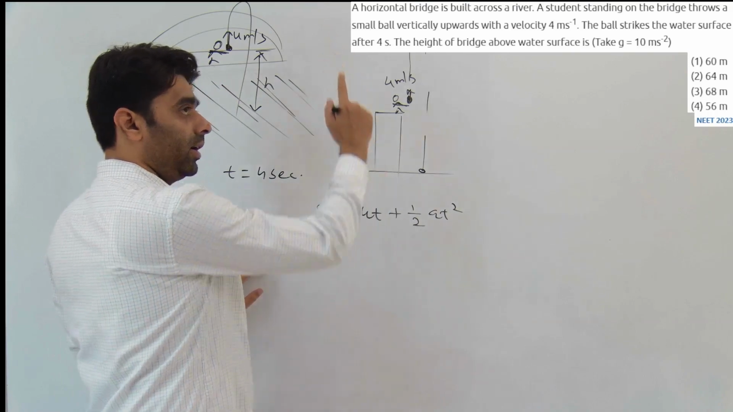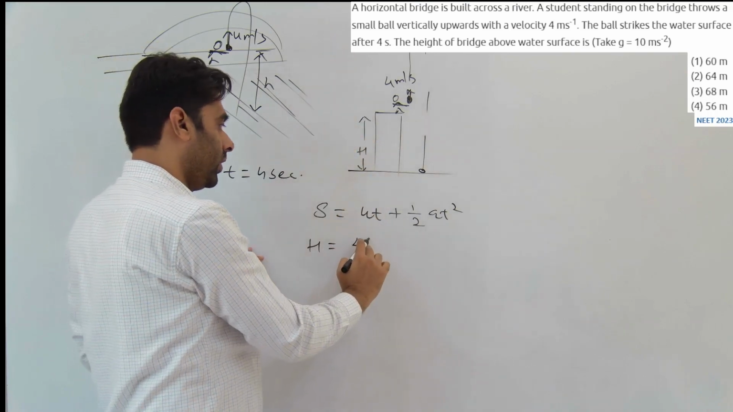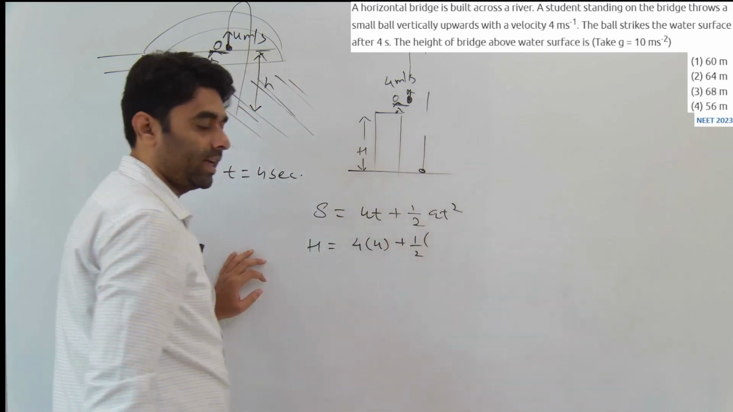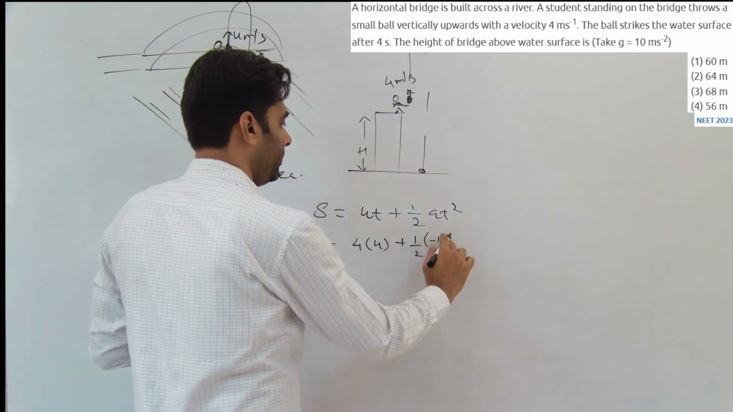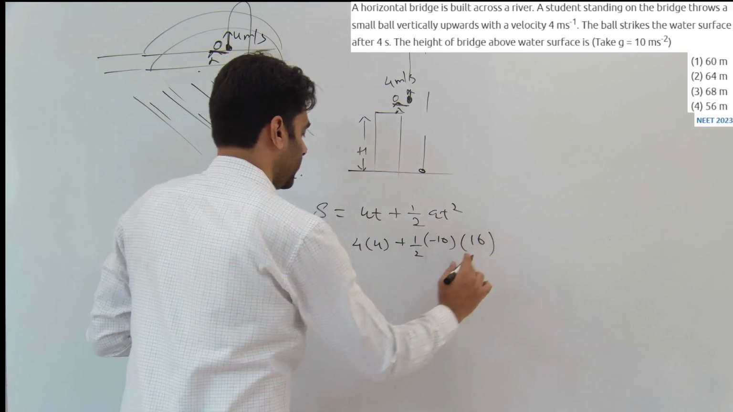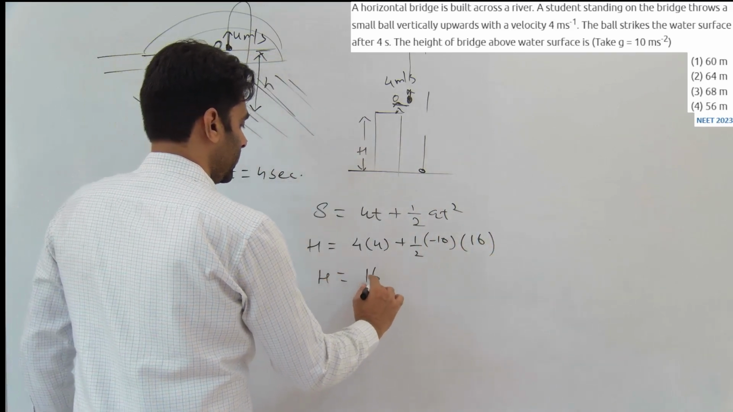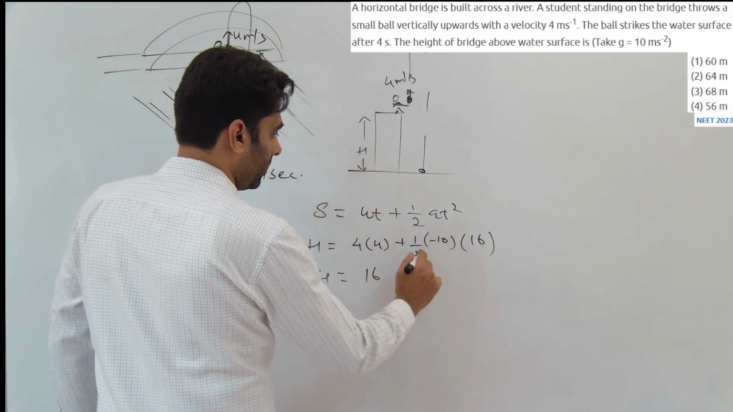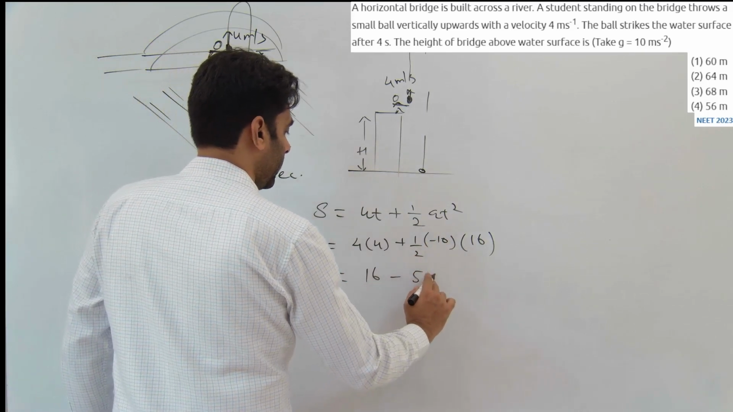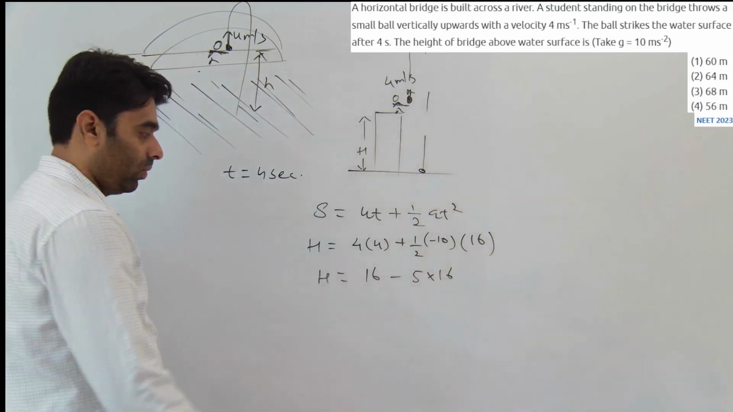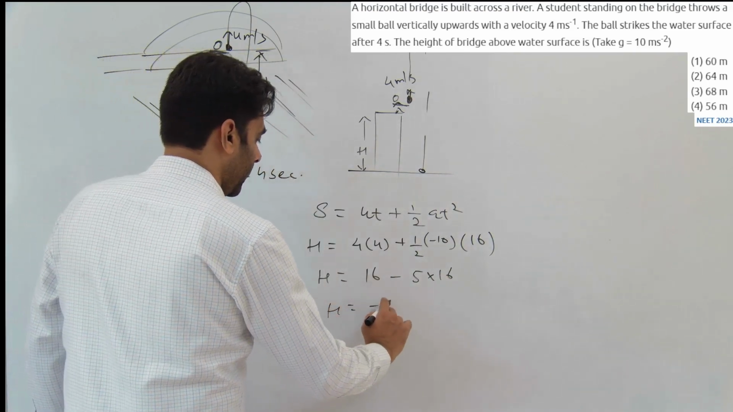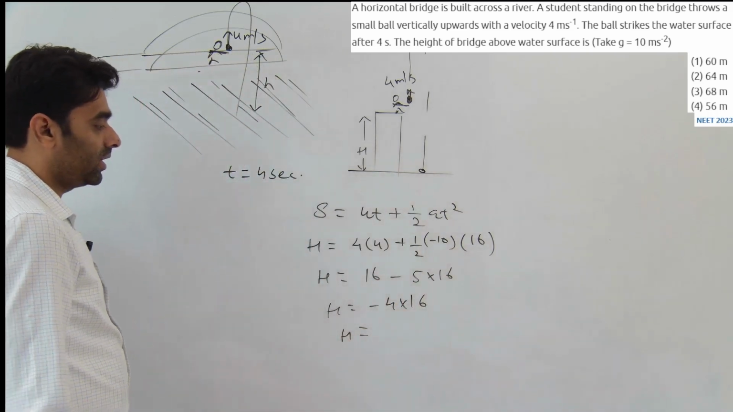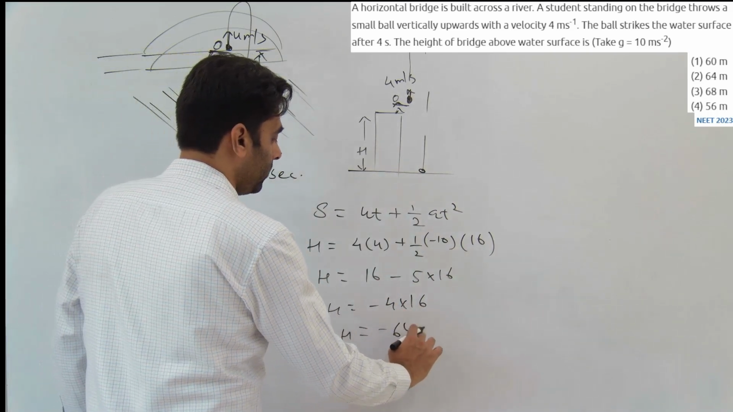is upward, it is thrown upward, so positive 4 into 4 plus 1 by 2 into acceleration. Acceleration is minus 10 into t square, that is your 16. So h value comes out 16 minus, over here this will be your 5 times, so 16 minus 5 into 16, right? What do we get? h value is minus 4 into 16, that is, we will get over here 64, minus 64 meter is coming.